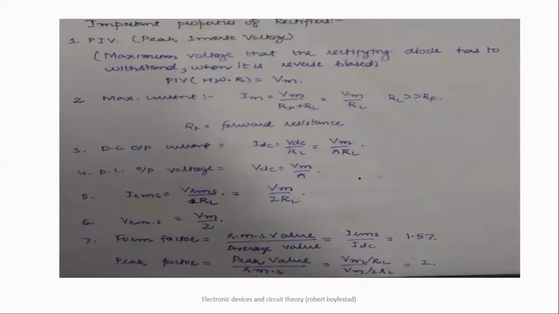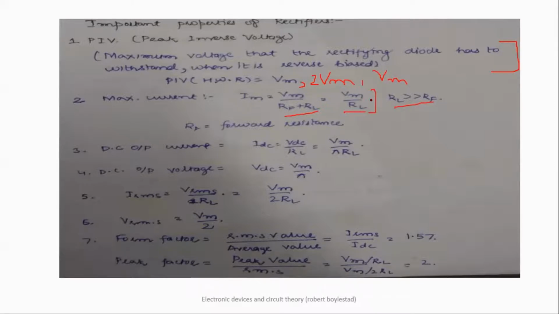Now coming towards other values, peak inverse voltage, this we have discussed. So in case of full wave rectifier, bridge type, it is VM. In case of your center tap, it is 2 VM. And in case of half wave rectifier, it is VM. So maximum current you know already, VM over RF plus RL. So normally RF is very small as compared to RL. So your maximum current is VM over RL, where VM is the maximum value of the voltage you're getting at the output.